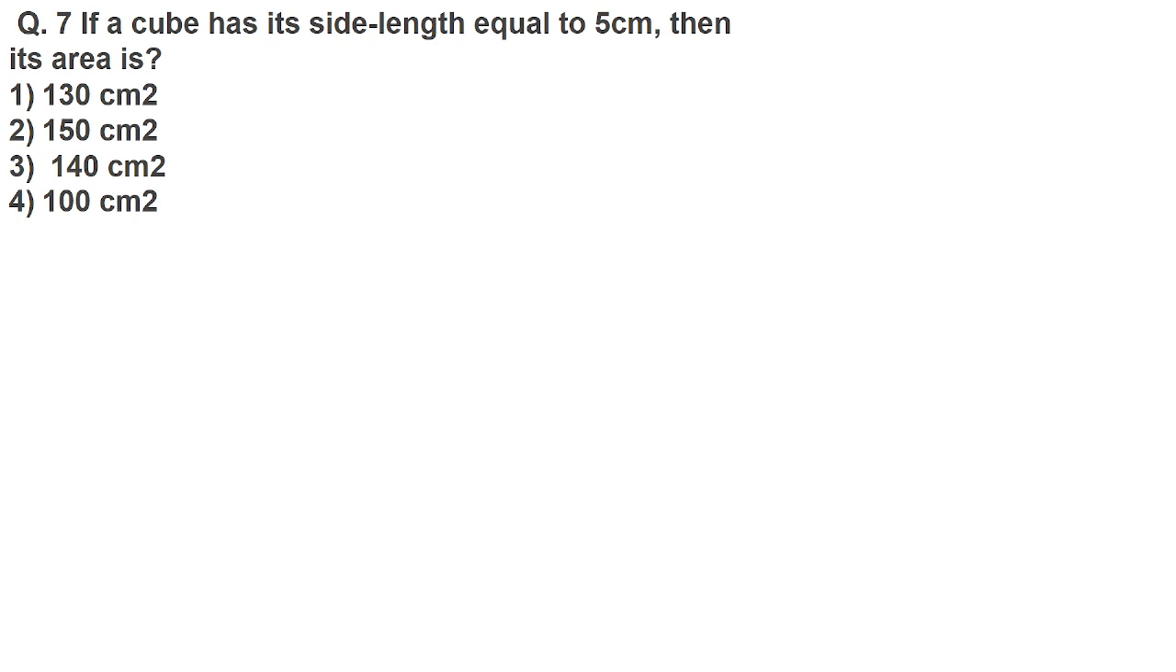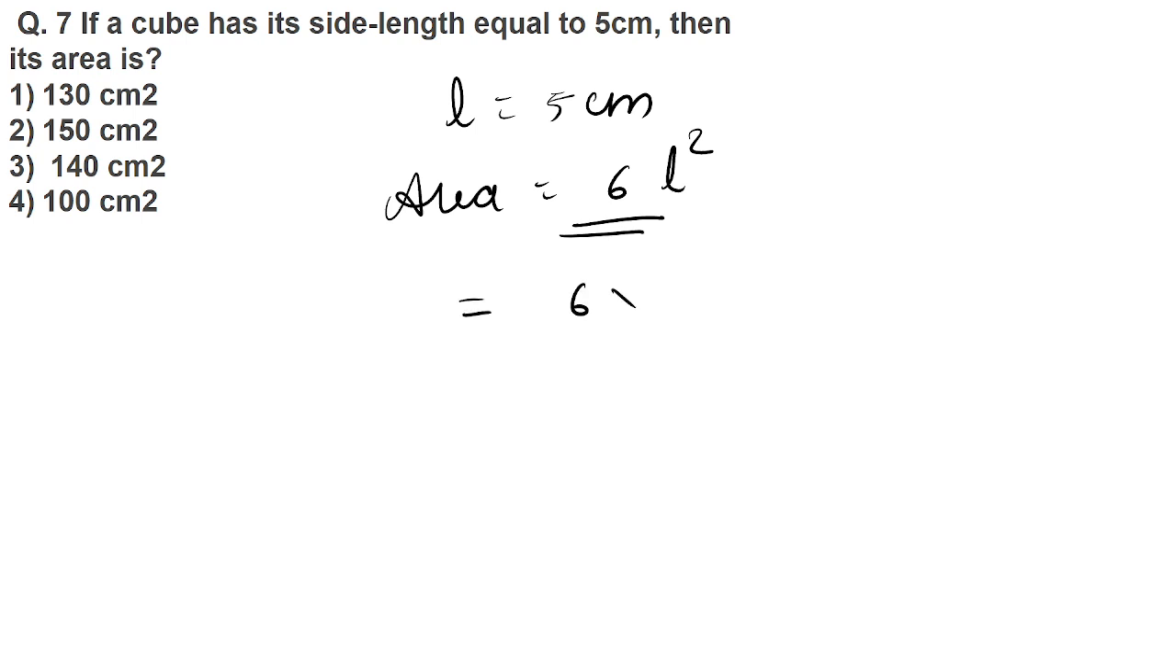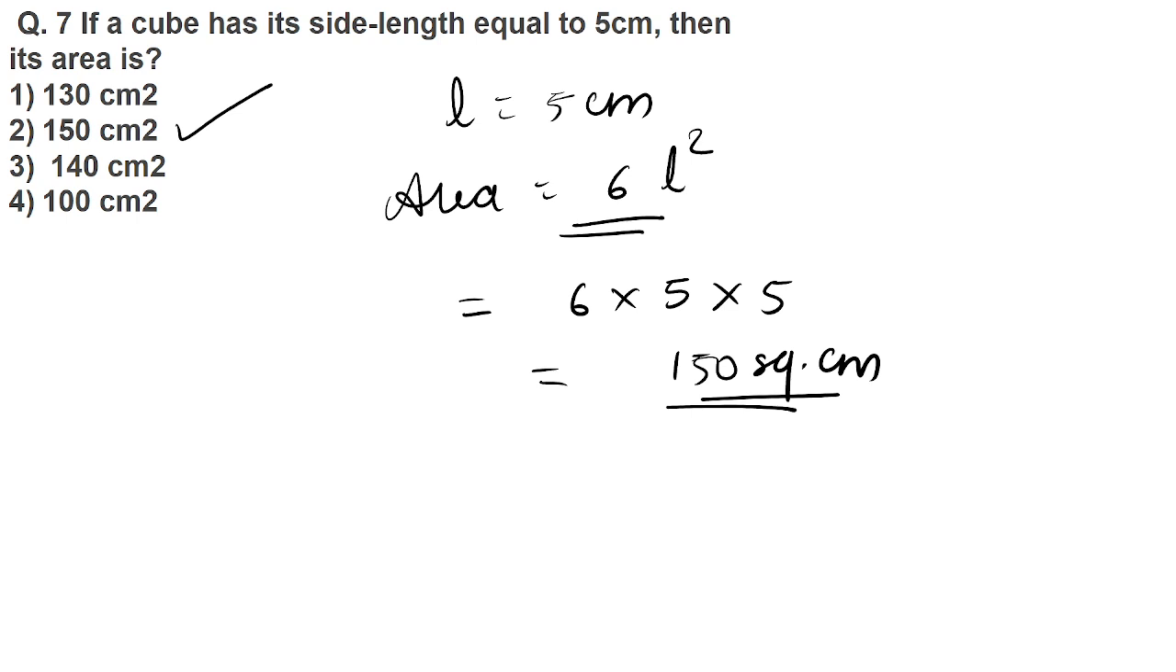If a cube has its side length equal to 5, what is its area? Now we know the side mentioned is 5 centimeter. We have to find the area. So what will be the area? We know the formula for the area of a cube is equal to 6 into side square. So this will give me 6 into, what is the side? The side mentioned is 5 centimeters. So 5 into 5. Why? Because it was square. So this will give me 150 square centimeter, or centimeter square. Option number B is the correct answer.